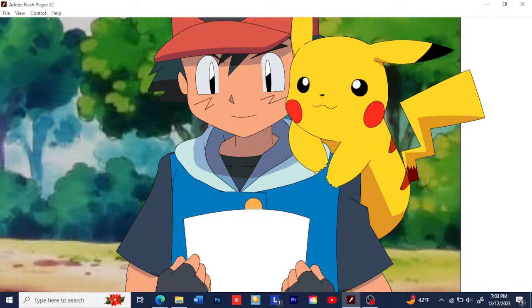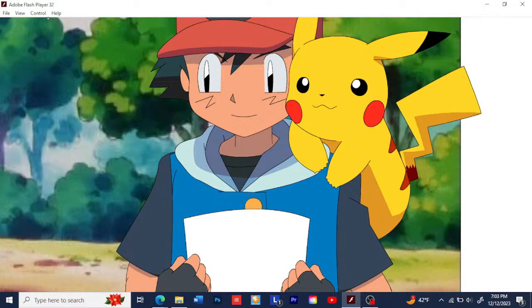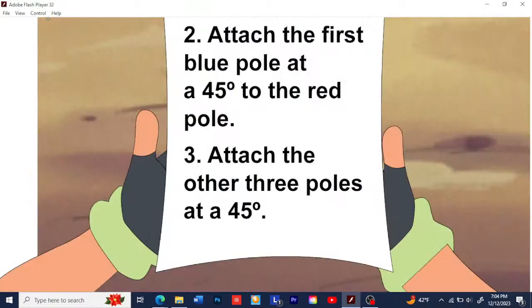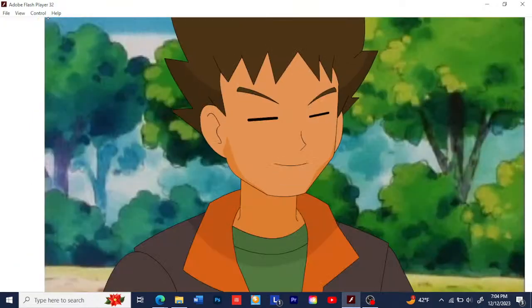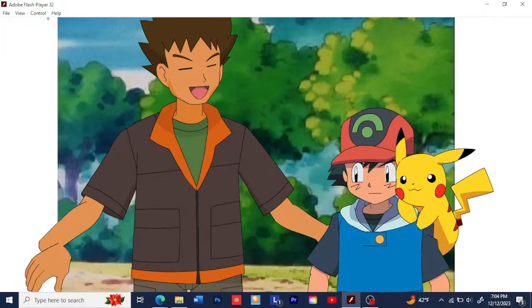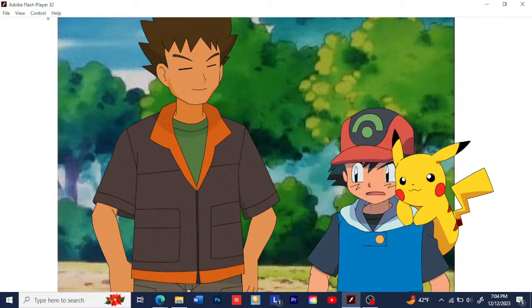What does that mean? I'm not exactly sure. What's step number 2? Attach the first blue pole at a 45-degree angle to the red pole. And then what else? Attach the other 3 poles at a 45, or it could be 450 angle. You gotta be kidding! That's all it says! Oh, brother. How are we gonna put this tent up? I think we're gonna need some help with this. Let's use the Pokepilot to ask Ada. She knows her way around numbers.